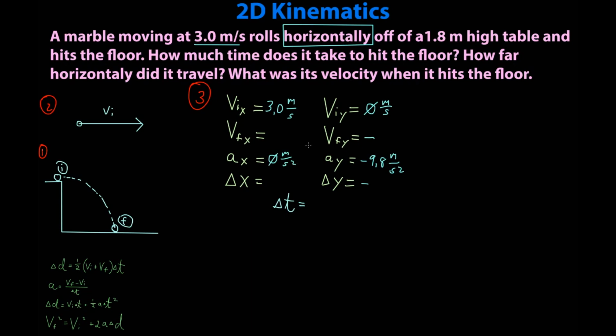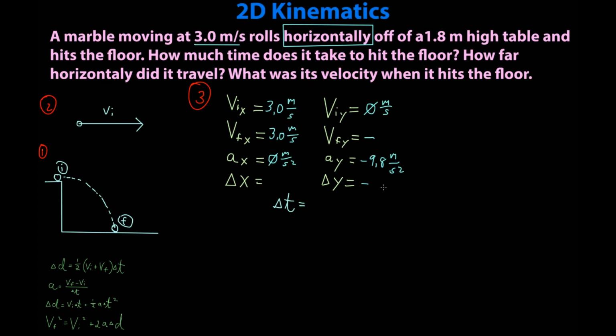And the definition of acceleration is a change in velocity over a period of time. So if there is no acceleration, there is no change in velocity, which means my velocity final x is also 3.0 meters per second. I do not know delta x. I do not know how much time it takes to hit the floor. We already did VIY. We do not know what the final velocity is on the y when it hits the floor. We already put in the acceleration on the y because it's due to gravitational pull.